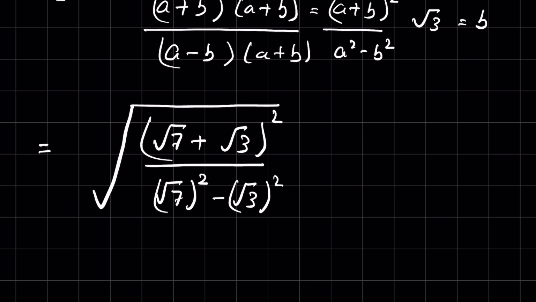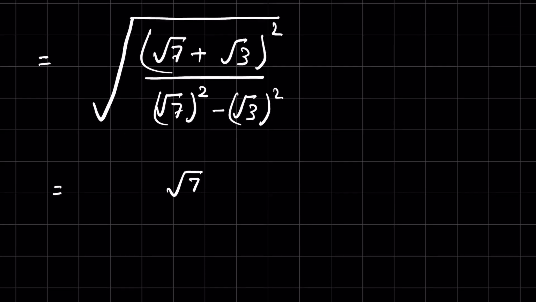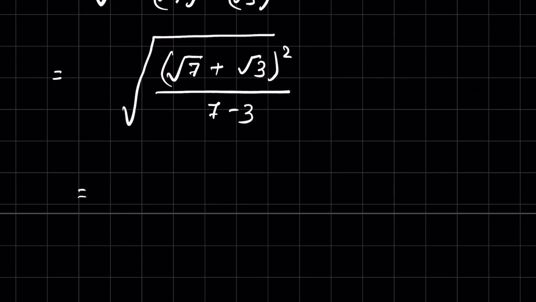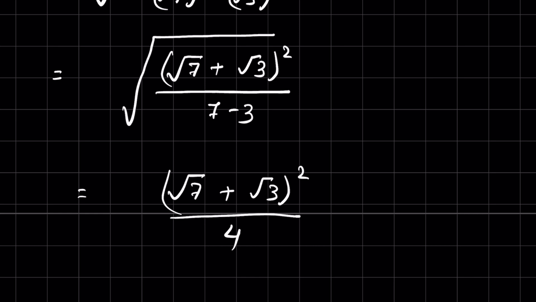under square root. Now square root of 7 plus square root of 3 square upon, we can remove the square root with this square, so this is 7 minus 3, or square root of 7 plus square root of 3 whole square upon 4, under square root.